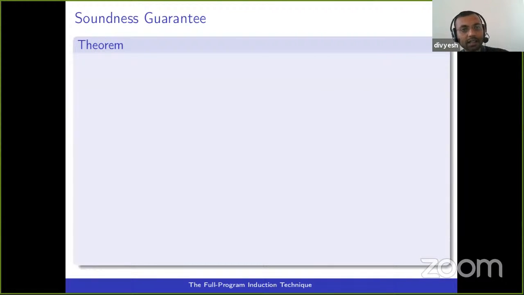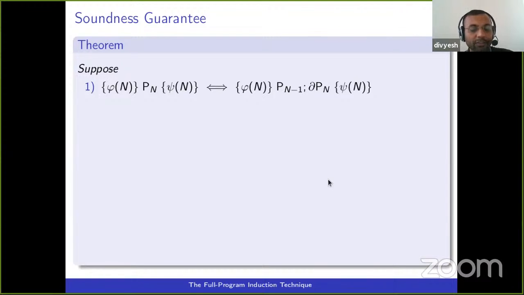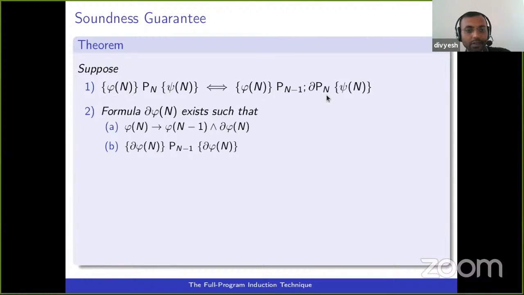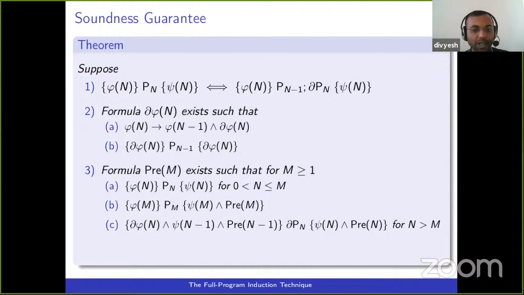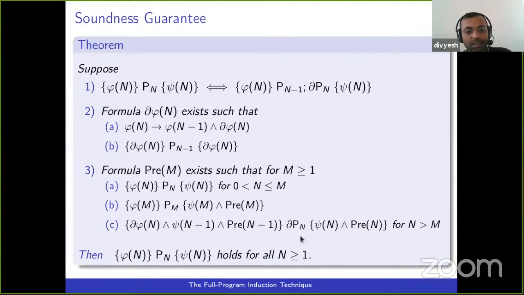Our technique is sound, and the following theorem guarantees its soundness. Suppose that the given program Pn can be decomposed into a sequence of programs Pn minus 1 and the difference program, and that there exists a difference precondition that satisfies conditions A and B, as we have already discussed, and that there is a formula pre-M that can be inferred such that the base case holds for the given post condition as well as for this inferred formula pre-M, and the inductive step succeeds, then we are guaranteed that the given whole triple holds for all values of n greater or equal to 1.